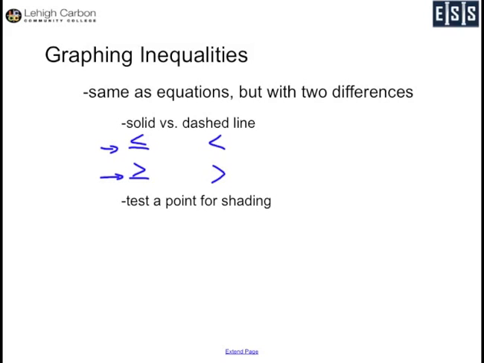The second thing we need to do differently is we need to test a point for shading. I like to test the point 0, 0 whenever I can. Otherwise, you can pick any point that's not on your line. We'll see some examples of this.